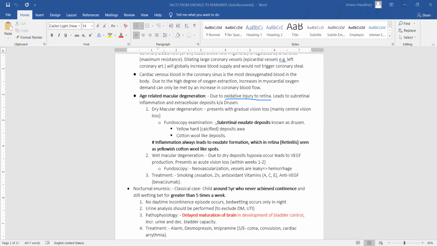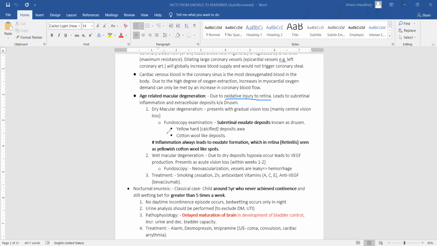On fundoscopy, you have the subretinal exudate deposits, and these are the drusens we have discussed. Because of the inflammation, you have an exudate, and that exudate will deposit in the subretinal layer, forming the drusen. It will appear as yellow hard calcified deposits. You can see pictures of the drusens on fundoscopy online. You will see very sharply demarcated deposits in the central part around the macula only, not in the whole retina, but around the macula.